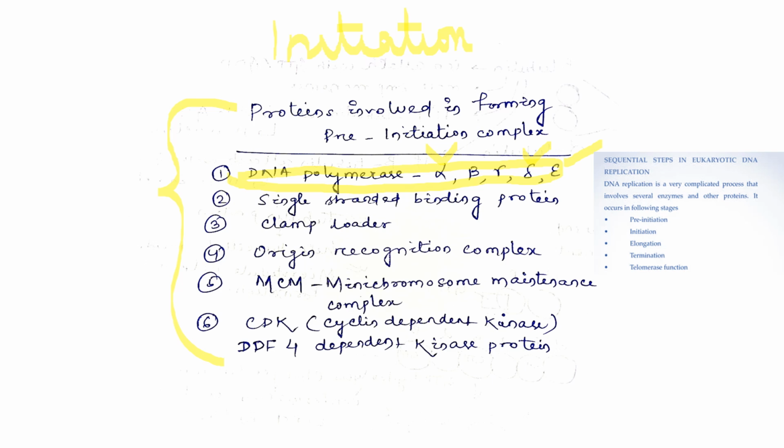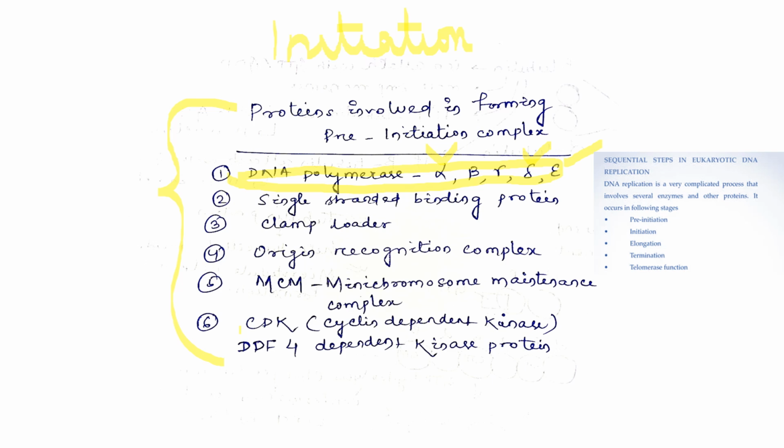Then a single stranded binding protein is required to stabilize the single strand. Then a clamp loader. Then the origin recognition complex, which will recognize the origin of replication and then add other protein complexes for doing the rest of the process. Then MCM, which is a helicase, or mini chromosome maintenance complex. Then two protein complexes: CDK, or cyclin dependent kinase, and DDK, or DDF4 dependent kinase.